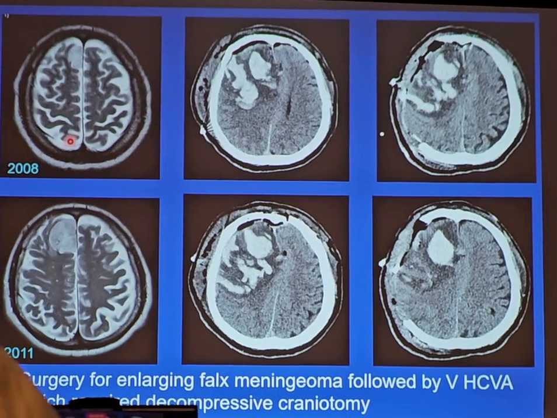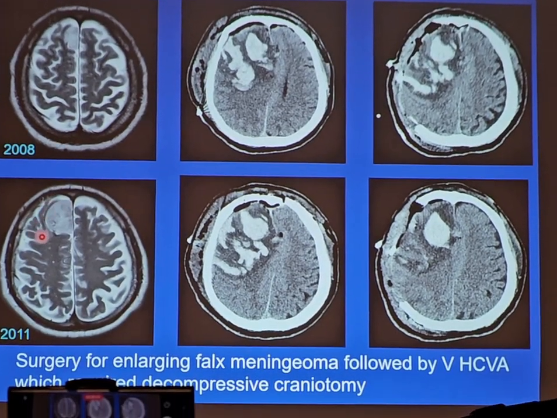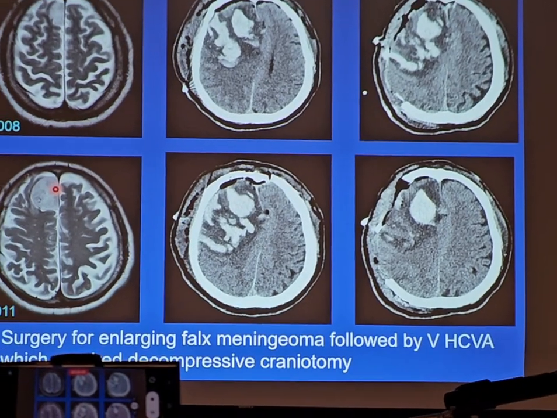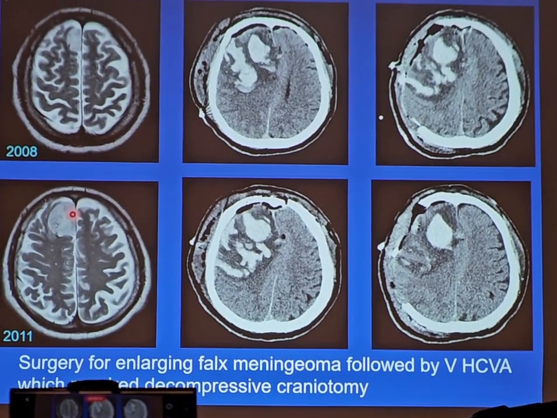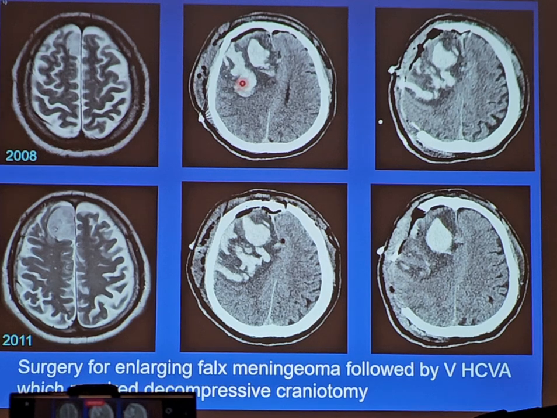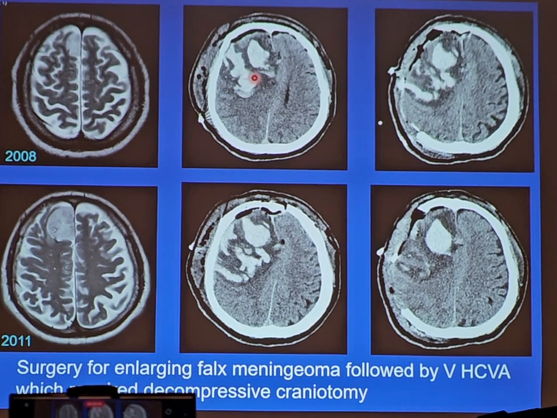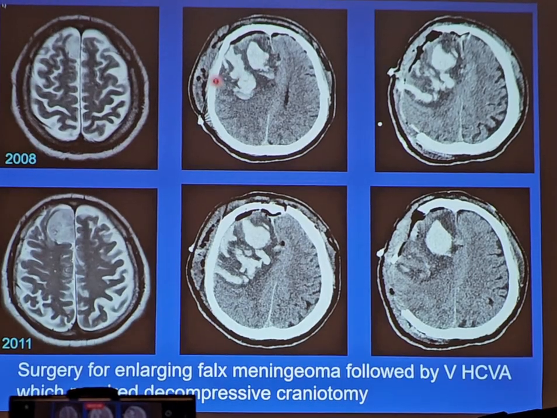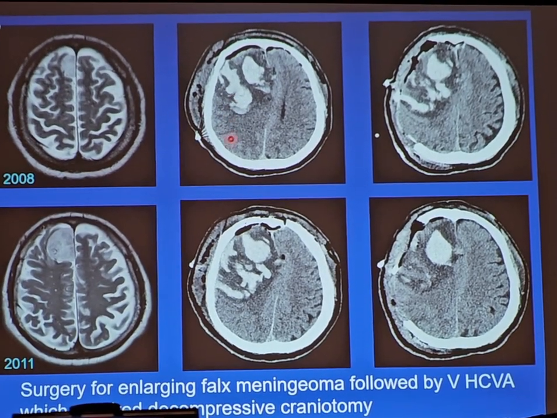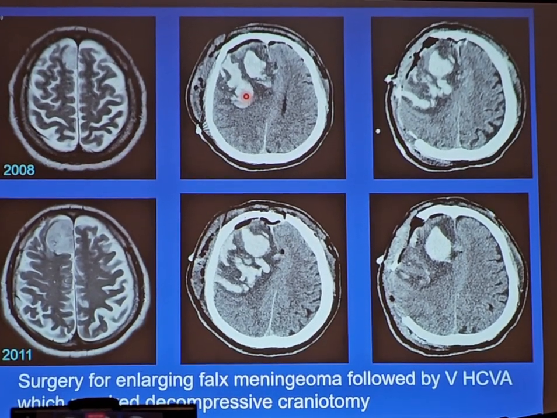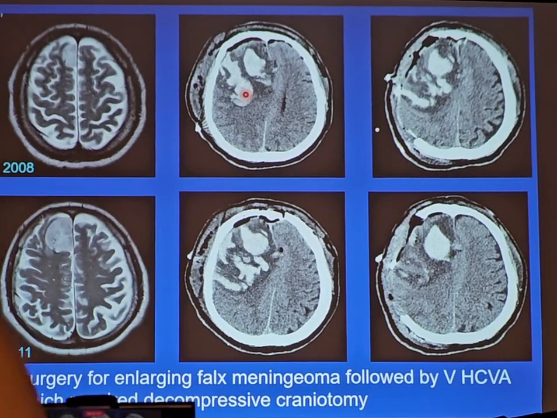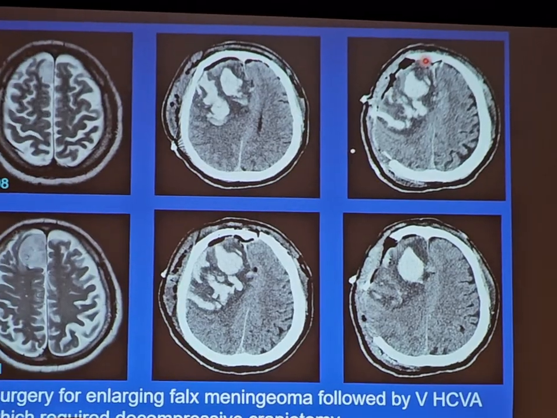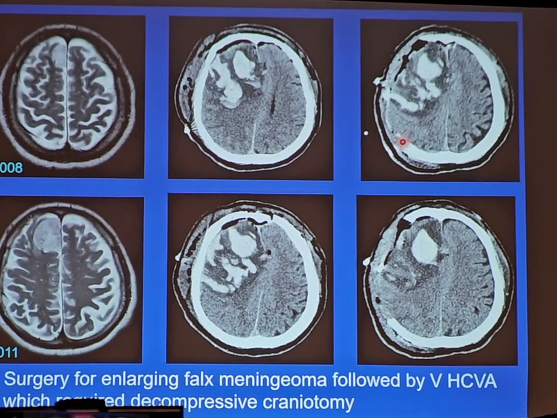In a few years' time, this patient developed symptoms and the meningioma was enlarging, so it was deemed appropriate to remove it. But after the surgery, the patient initially did okay, then started worsening neurologically. A CT was done and showed a large area of hemorrhagic infarction. With worsening of the patient's condition, it required a decompressive surgical intervention.